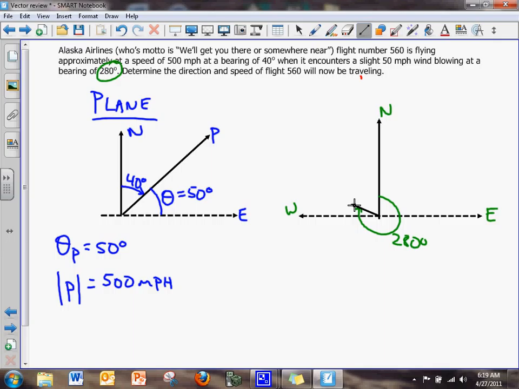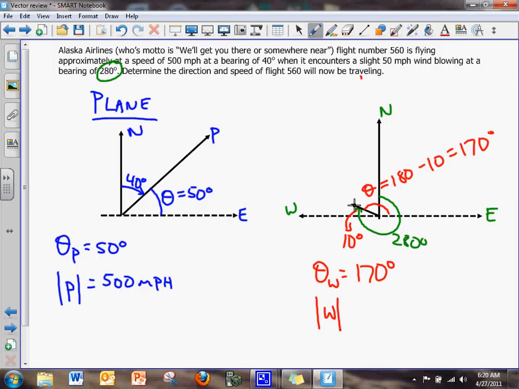A very small vector. And we are going to need to calculate that angle, theta, the actual direction of that vector. That's 10 degrees, so theta is going to be equal to 180 minus 10, 170 degrees. So we just converted both directions from bearings to a direct angle, counterclockwise from the x-axis. 170, and the magnitude of the wind is 50 miles per hour.